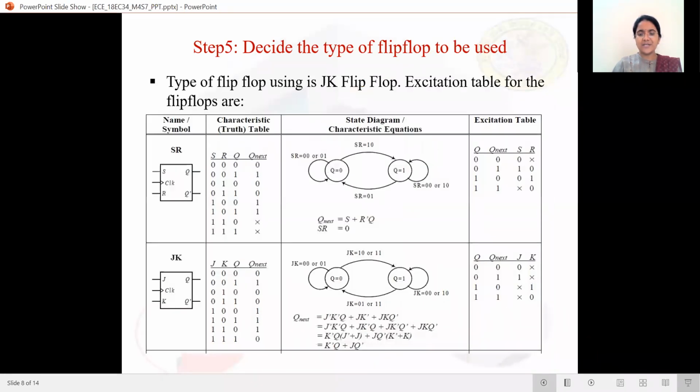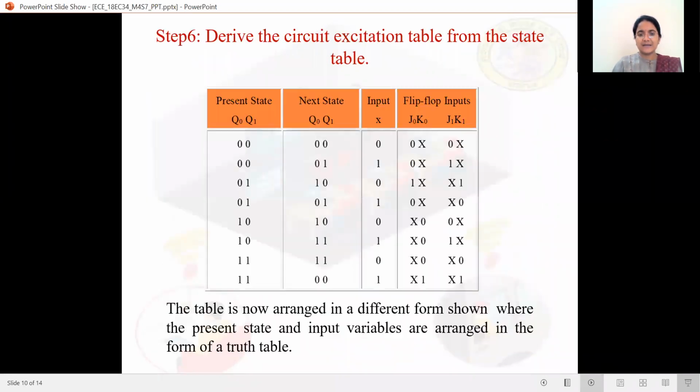Here we are using the JK flip-flop for this problem. After writing the transition table, that is the present state and next state, we have to write the flip-flop inputs by considering the respective flip-flops' present state and next state.